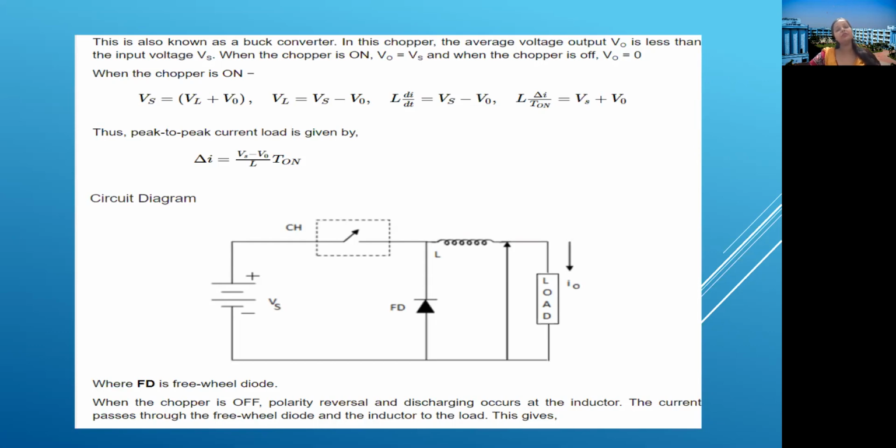Now what is the principle of this circuit? How does this circuit work? Whenever the switch is closed, that is the path is shorted, supply voltage flows through the load and inductor. So current flows through the inductor and load.